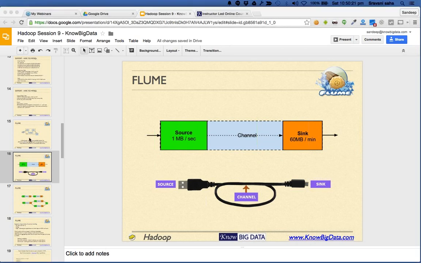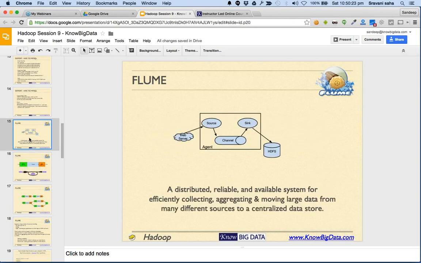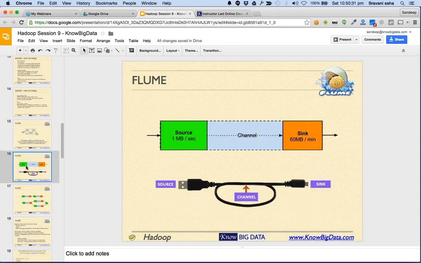So what exactly is Flume? Flume is for collecting data from various sources at a very fast pace onto a central system like HDFS. Flume is made up of a lot of agents, and each agent is running on all the nodes from where the data is being collected. Each agent looks like this. Each agent has two parts. One part is called source, the other part is called sink.